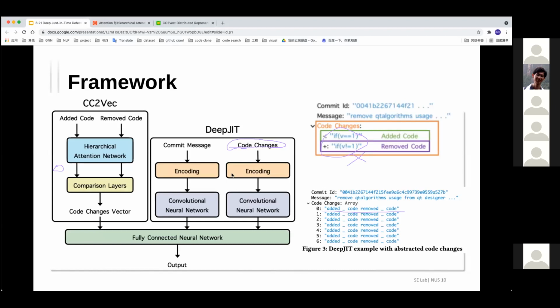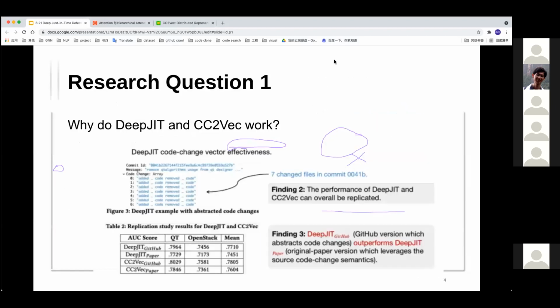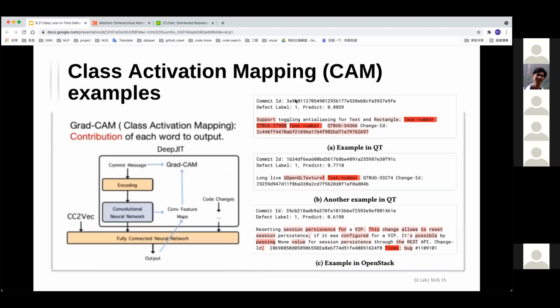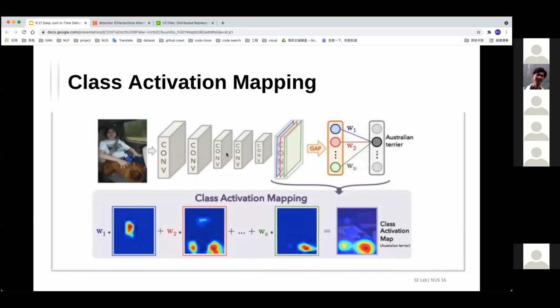Okay, let's keep going. I think this is not the fundamental issue here. So the first research question is why this method works. This is what I have talked about. He used class activation mapping examples, a technique in the convolutional neural network. I just refer to a picture here. This is a classification problem, and this is a convolutional neural network with many convolution layers. After many convolutions, the final layer is global average pooling.